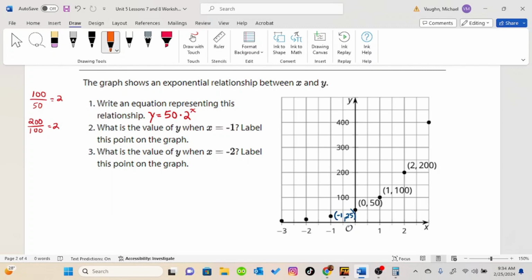Number 3, what is the value of y when x equals -2? Label this point on the graph. So same thing applies. If we're multiplying by 2 when we go to the right, to go in the opposite direction, we're doing the opposite operation. So we're going to divide by 2. That means when x equals -2, y equals 25 divided by 2, which is 12.5.